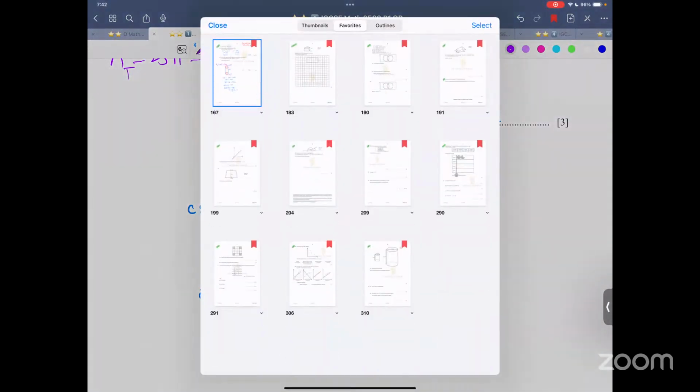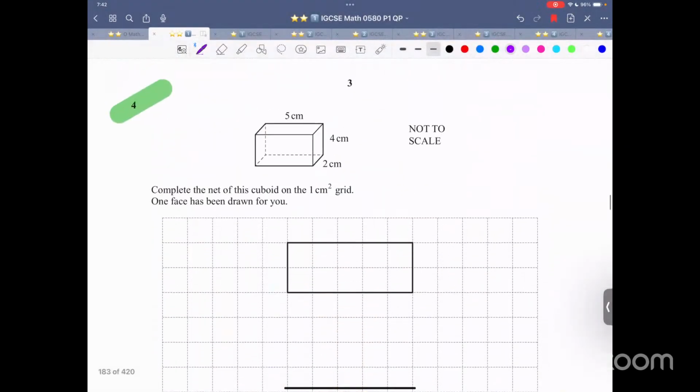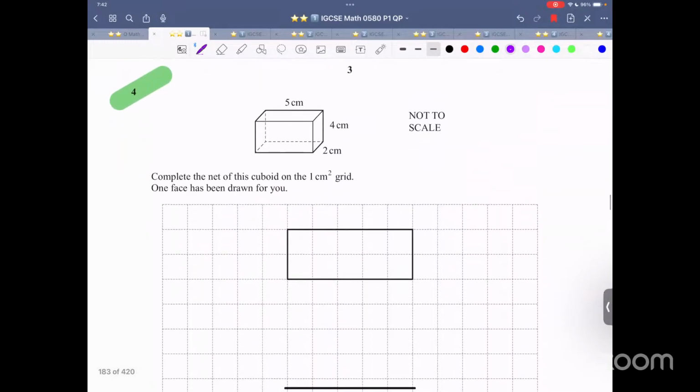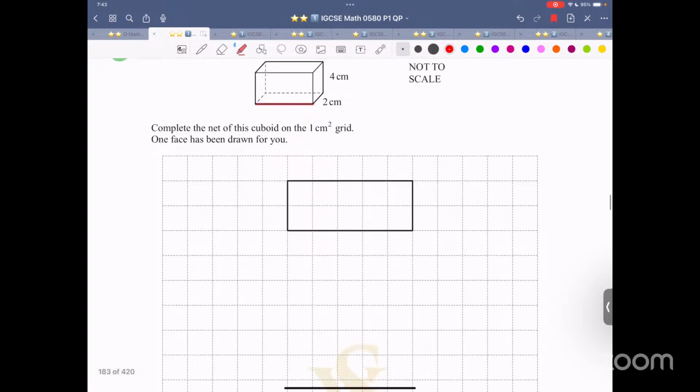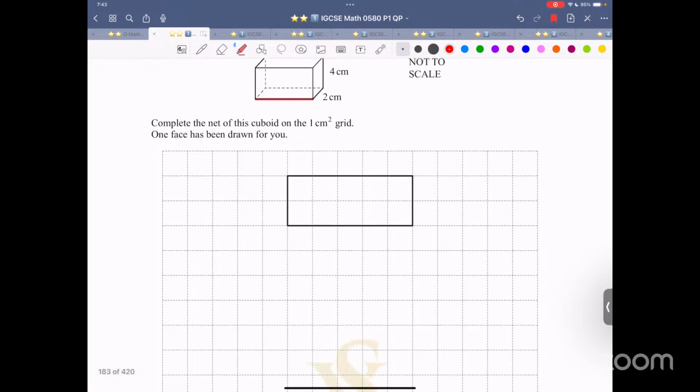Let me move to this question. A lot of people ask about net. Complete the net of this cuboid on the 1 centimeter square grid. Now, this thing is 5 centimeter. So 1, 2, 3, 4, 5. That is this thing. So let me highlight it. So this thing is like this. That is 5. And let me mark over here. This thing is 5.